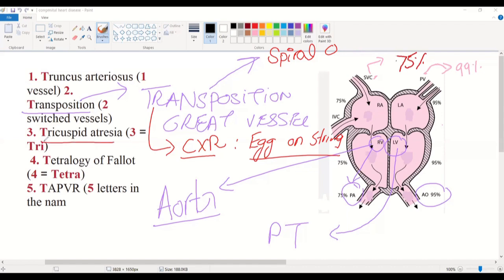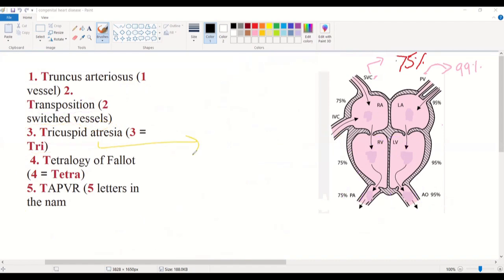Okay, the next pathology is tricuspid atresia. Tricuspid atresia means there is an atretic tricuspid valve. It leads mainly to two things: hypertrophy of the right atrium and a hypoplastic right ventricle. What changes do you find on ECG?